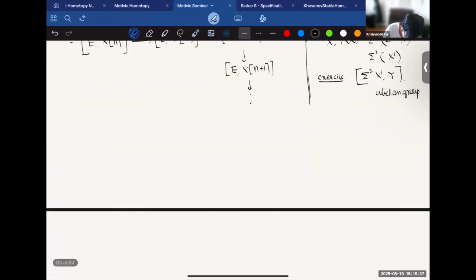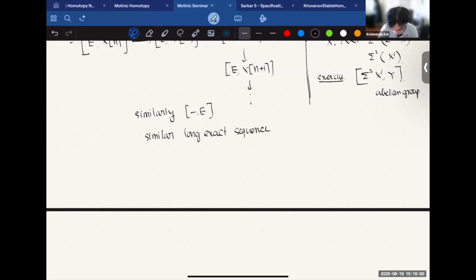And similarly, apply this contravariant functor to get a similar long exact sequence in the opposite direction. I'm not writing the long exact sequence down. So already we have some resembling behavior, just like your Puppe sequences. So that's a good thing.